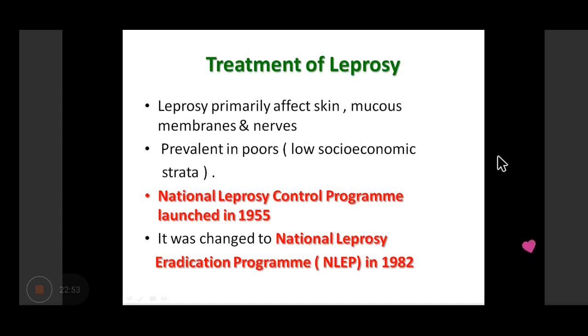Leprosy, as we discussed, primarily affects the skin, mucous membrane and nerves. It is prevalent in poor, low socioeconomic strata, both TB and leprosy, because of malnourishment. As I told you, all the mycobacteria are harboring in us also. But because we are well fed, our stomach is full, our immunity is good. That's why we are not developing leprosy and TB. Otherwise, the poor who are not having food to eat, who are not having hygienic conditions to live, their immunity goes down and they develop leprosy and TB.